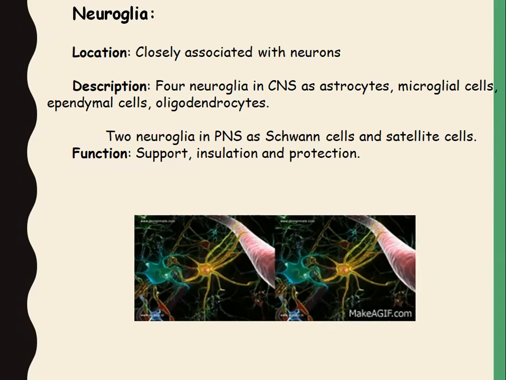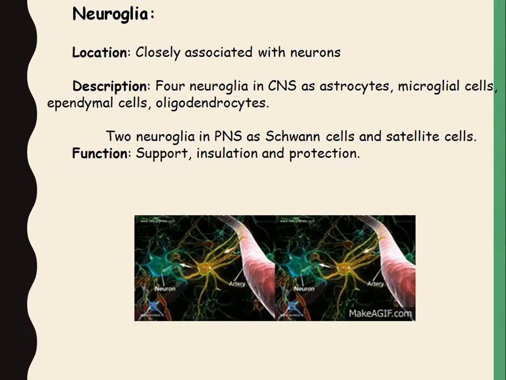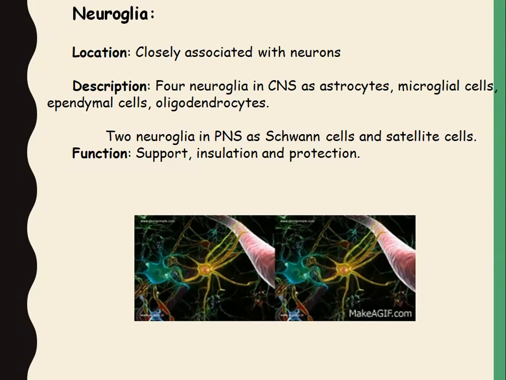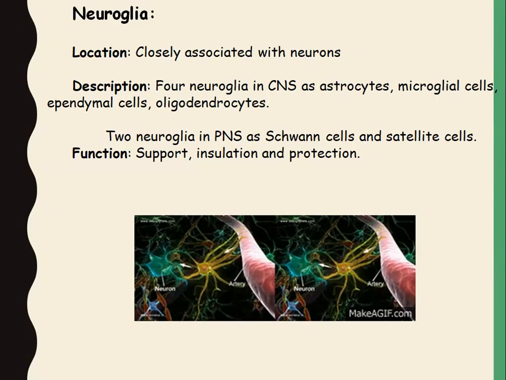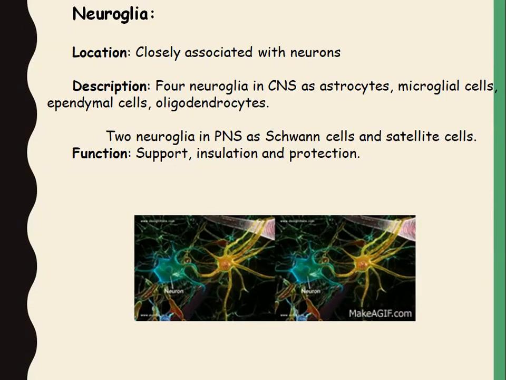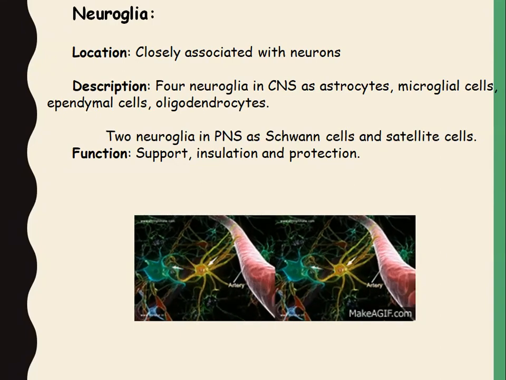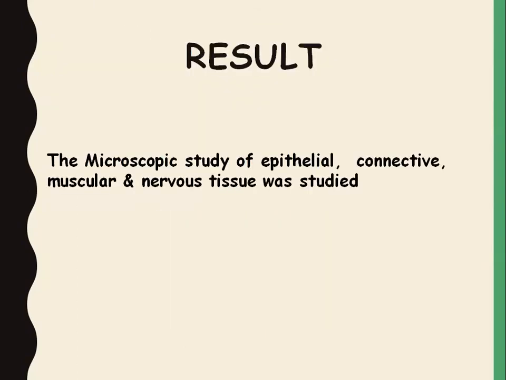Neuroglia location is closely associated with the neurons. Description: 4 neuroglia in central nervous system as the astrocyte, ependymal cells, oligodendrocyte and the microglial cells. 2 neuroglia in peripheral nervous system as the Schwann cells and the satellite cell. Function is give the support, insulation and the protection. Result is the microscopic study of epithelial, connective, muscular and nervous tissue was studied.